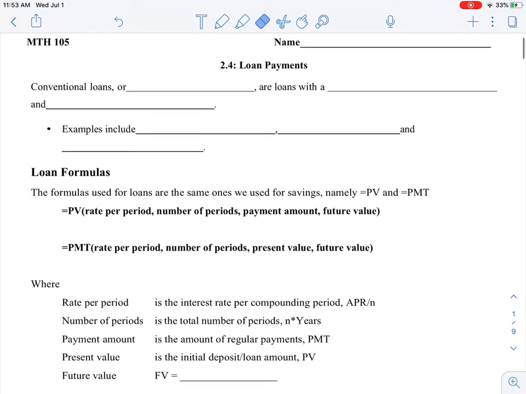Hi students, here are your notes for 2.4, which is going to cover loan payments. This is super useful in your real life. To get started, we're going to talk about certain types of loans out there. One type of loan that we're going to focus on is conventional loans. These are also known as installment loans.